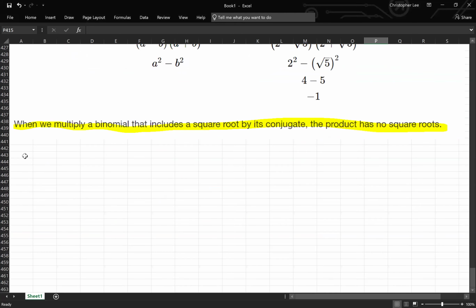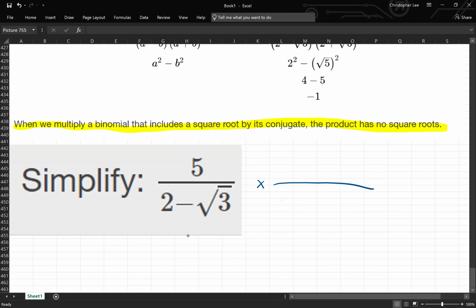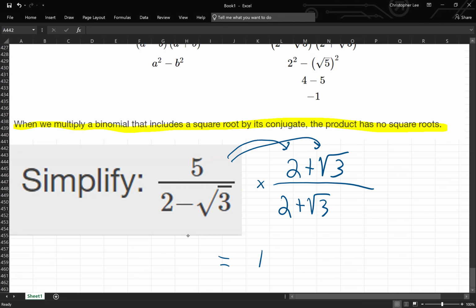All right, we good to go. So for example, I have 5 divided by 2 minus the square root of 3. What am I going to do? I'm going to multiply this by the conjugate. And what's the conjugate of this? It's the opposite of 2 minus square root 3. So it becomes 2 plus square root 3. But what I do to the bottom, I got to do to the top. And then you already know, distribute. So this is going to become 10, right? Plus 5 square root 3.